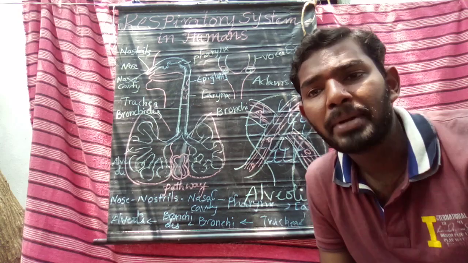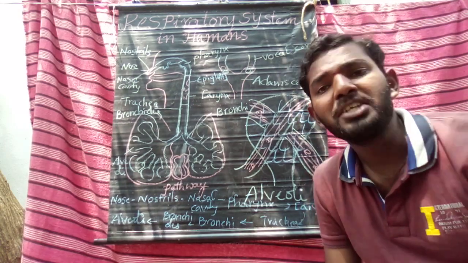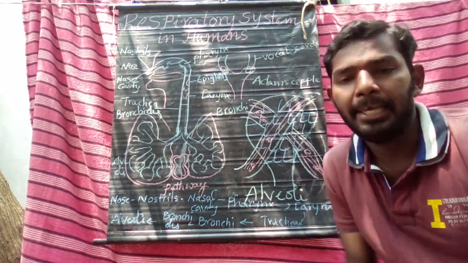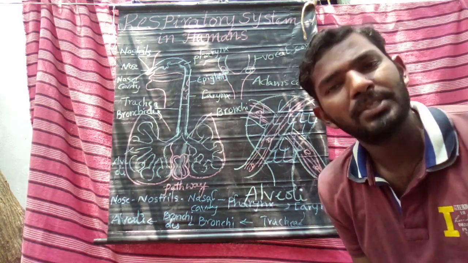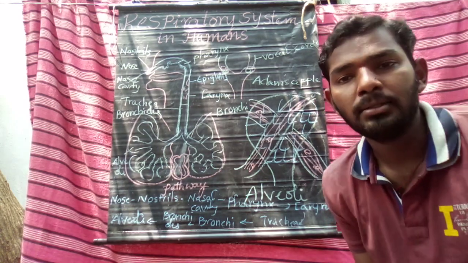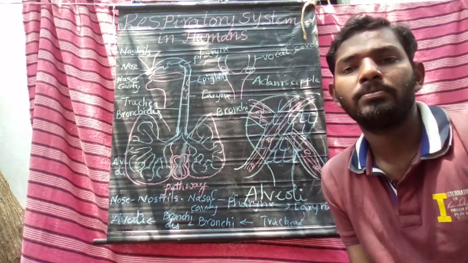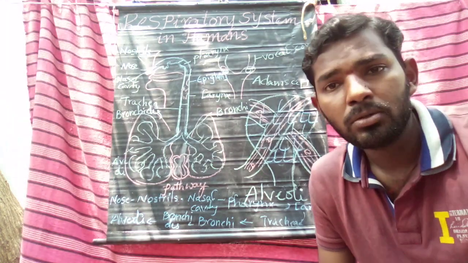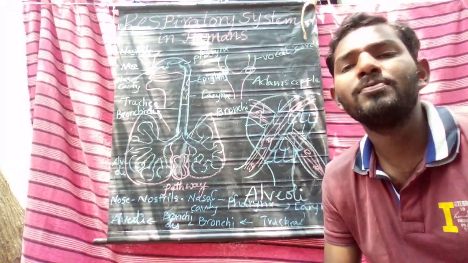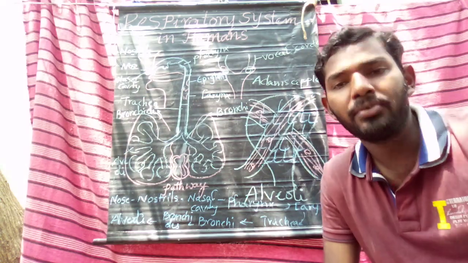See, in the nose there are some hairs. The function of these hairs in the nose is to filter the air containing dust particles. These dust particles should not enter into the lungs. So the hair in the nose plays a major role in the filtration of air. And there is also some mucus. This mucus helps the air flow freely in the respiratory tract.